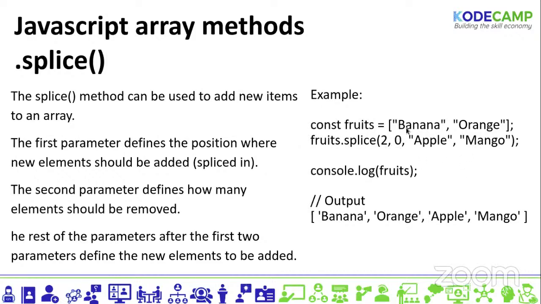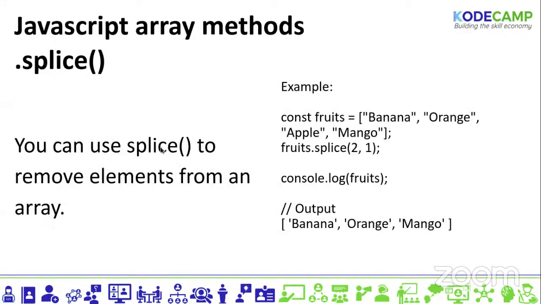So what it's going to do is check at the index of 2. Banana has an index of 0, orange has an index of 1. At an index of 2, since you're not removing anything, not deleting anything, you say you want to add apple and mango from the index of 2. So apple now will have the index of 2, mango will have the index of 3. That's how splice works. So splice can be used to add elements to an array.